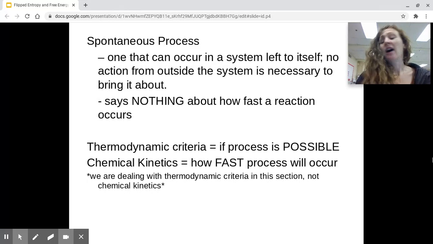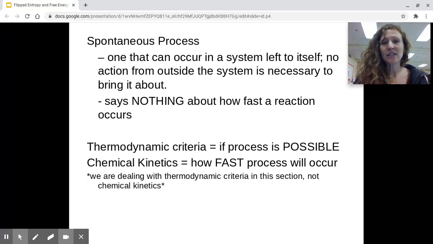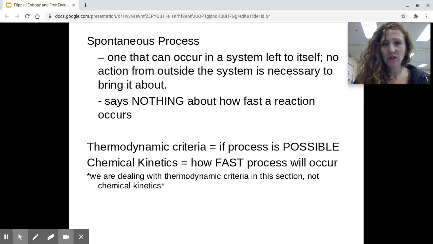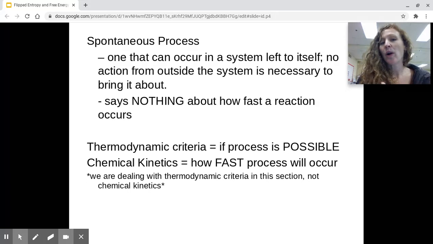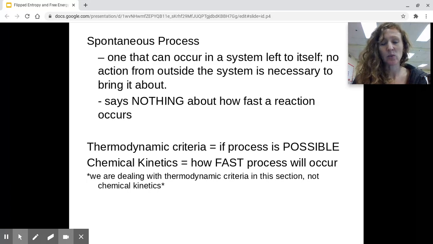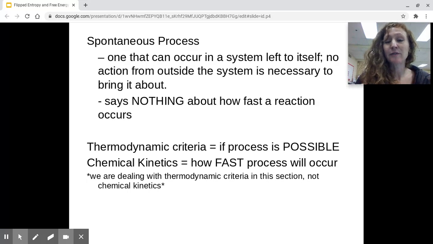Okay, so what this chapter gets into is an explanation for why some reactions are spontaneous, or why some processes are spontaneous and why some processes are not spontaneous. So that's really the whole purpose that we are going to explore in this chapter. So let's begin by defining what a spontaneous process is.